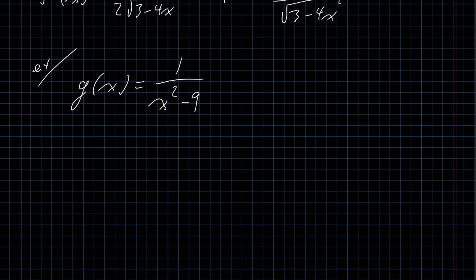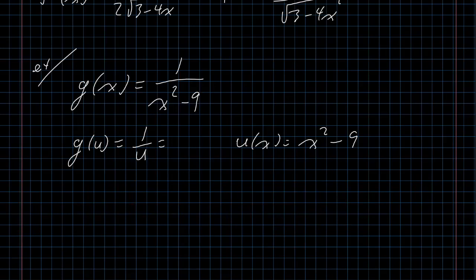Let's take a look at g of x equals 1 over x squared minus 9. Once again, we can look at this and realize that it is the composition of two functions. G of u is 1 over u, and u of x is x squared minus 9. Writing 1 over u as u to the negative first, it becomes a little bit more apparent using the power rule that g prime of u is going to be negative 1 times u to the negative second, or more simply, negative 1 over u squared.